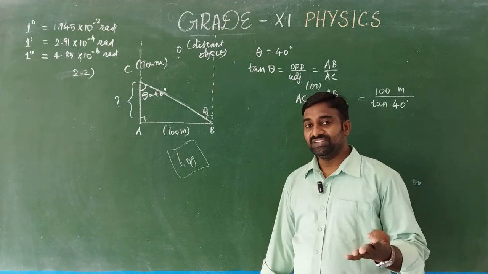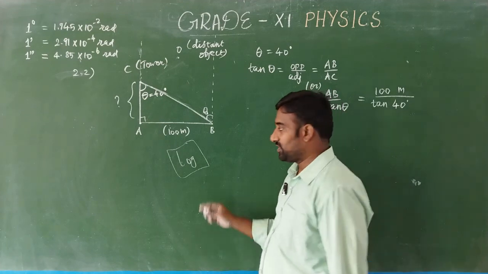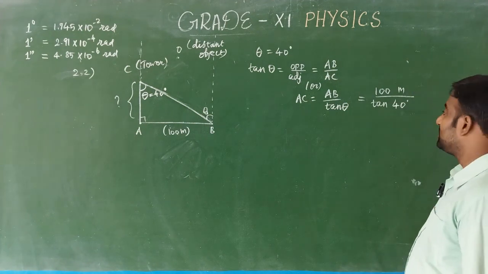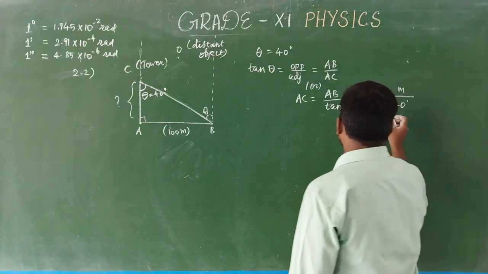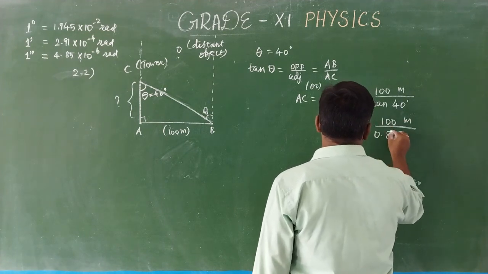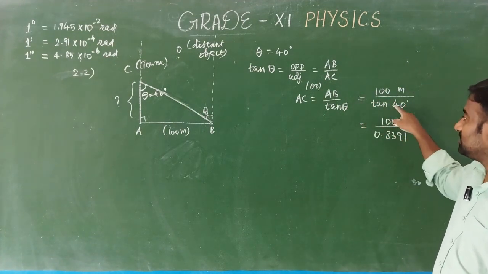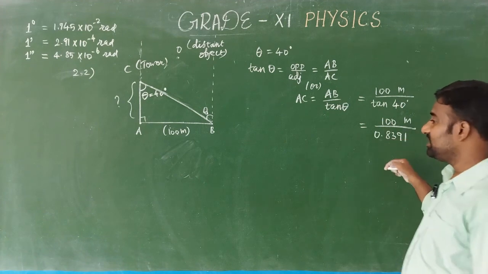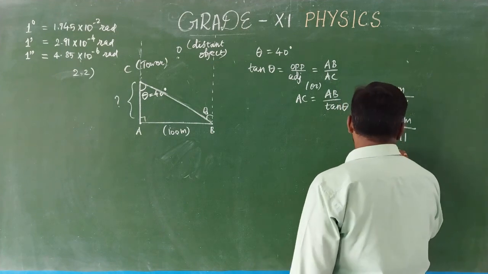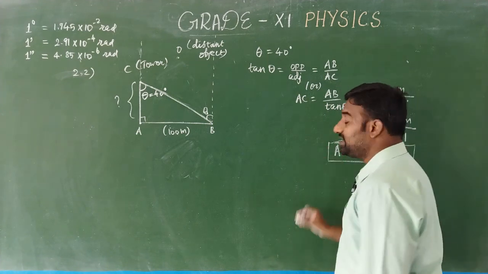addition, subtraction, multiplication, divisions. How to solve all this using log. Okay, that I'll explain at the end of the lesson. But from the log book, if you see the tan 40, the value is 0.8391. So 100 meter divided by 0.8391. This is the value of tan 40. By taking the ratios, the final value is 119 meter. Therefore the distance of the tower from the man is 119 meter.